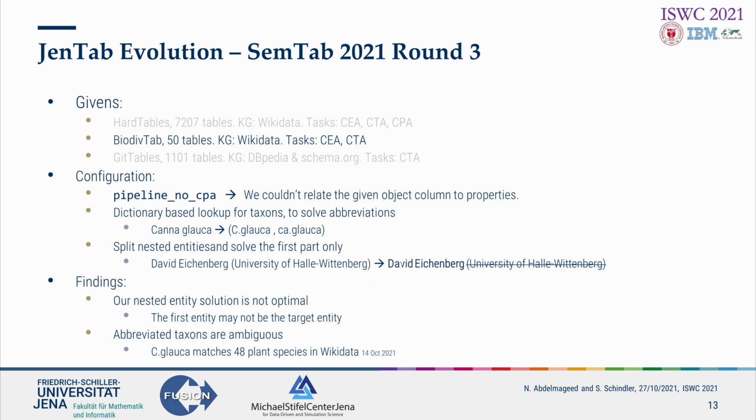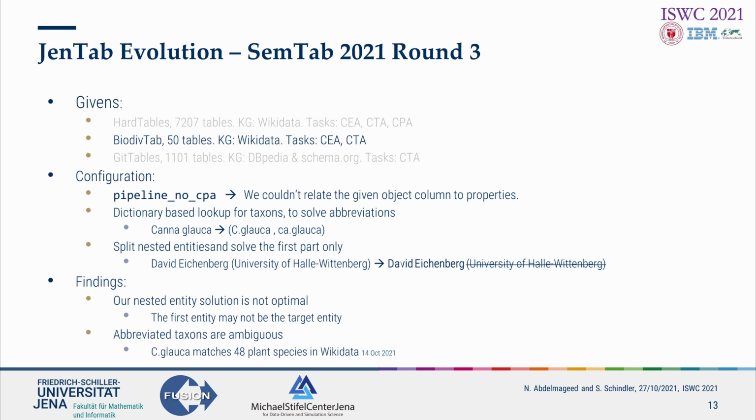The second dataset in the last round is BiodivTab from the biodiversity domain. It asks for CEA and CTA only to be solved from Wikidata. We couldn't relate the given object columns to properties, so we haven't generated the CPA targets. Thus, we have decided to use the pipeline no CPA.